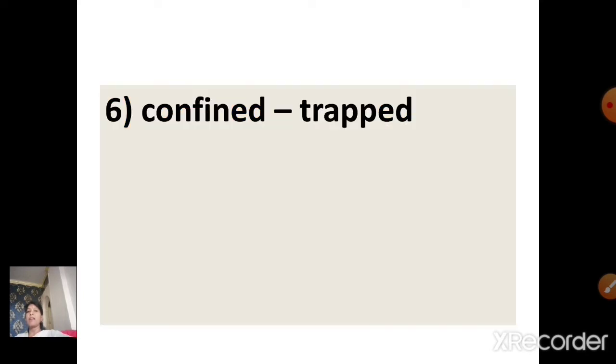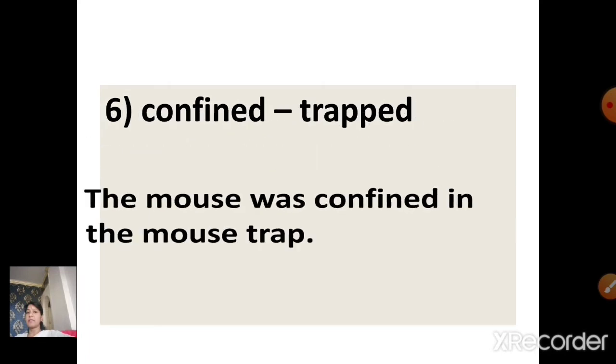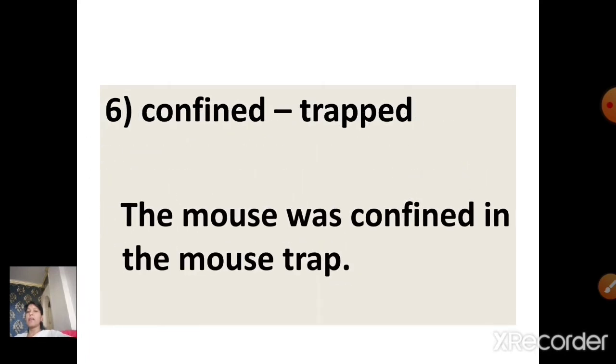The next one, confined. C-O-N-F-I-N-E-D, confined. Confined means trapped. The mouse was confined in the mouse trap.